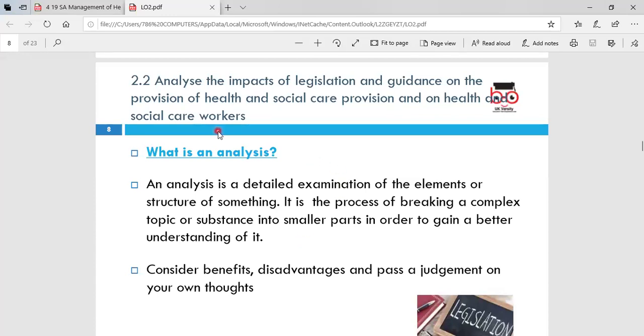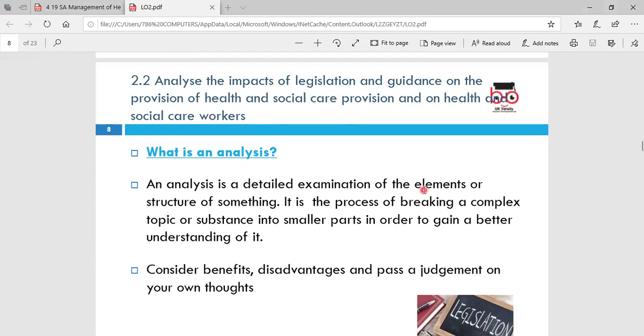Next, we would analyze the impacts of legislation and guidance on the provision of health and social care and on health and social care workers. So what is analysis? It's a detailed examination. Whenever we talk about analyzing, there's a difference between description and analysis.